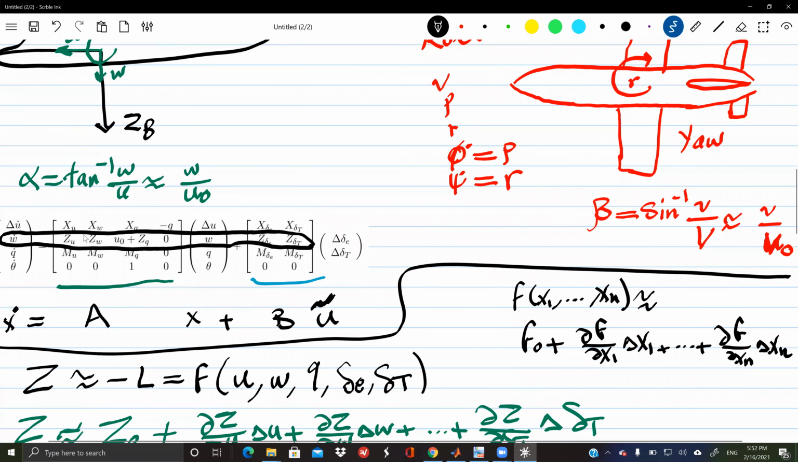So here alone, how many ones do we have? Here alone, we have 9, and we have similar 9 for the lateral. And we have 6 for the inputs, and we have similar 6 over there. So this is how many? 9 and 6, 15, and 15 is 30 stability derivatives.